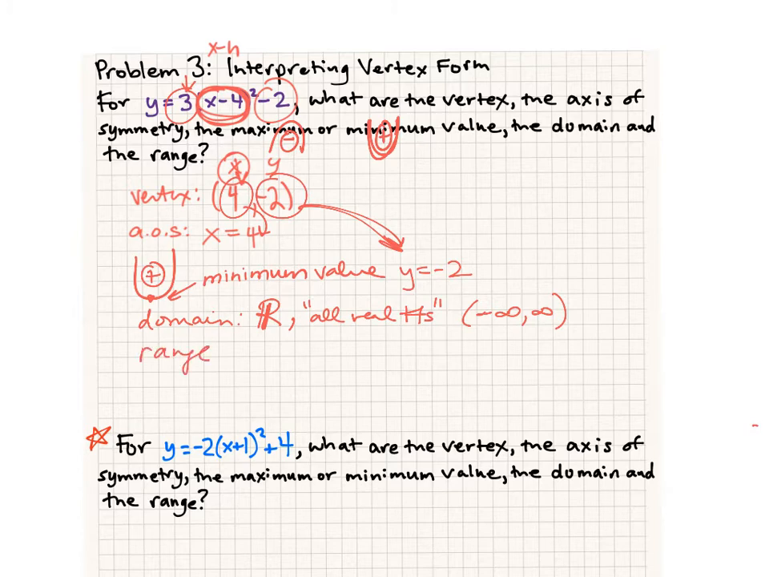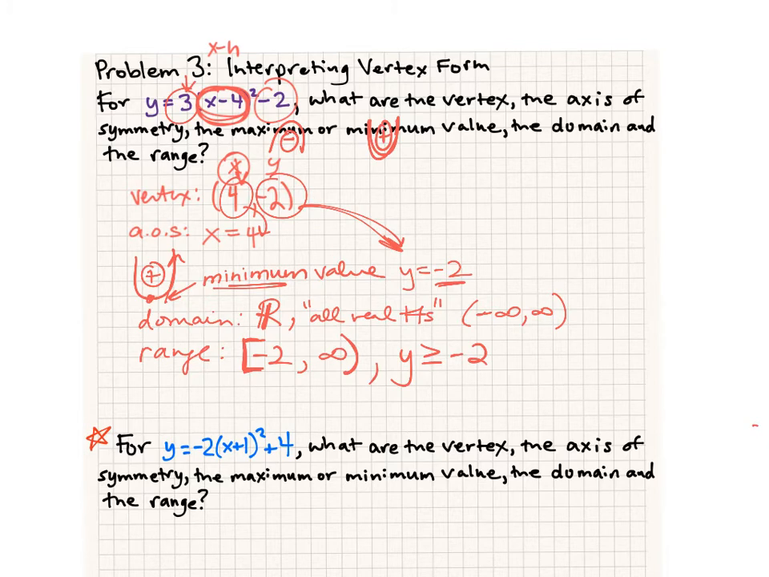And then the range is going to be all the y's from the minimum and up. So if it's a minimum, your range is going to start with your minimum value, so -2, and it's going to go all the way up to infinity. You can write it so it includes -2 and does not include infinity. This is your interval form. You could also just say y is greater than or equal to -2. Either one is your range.